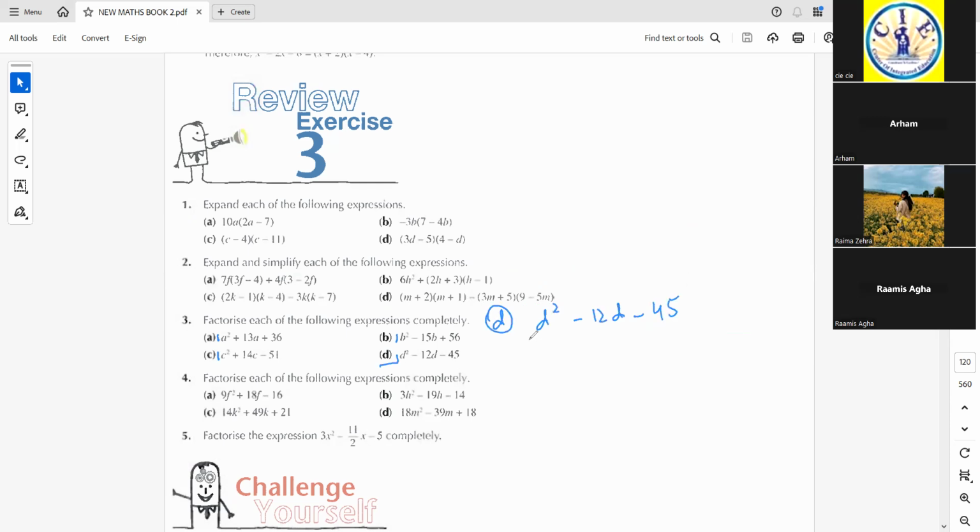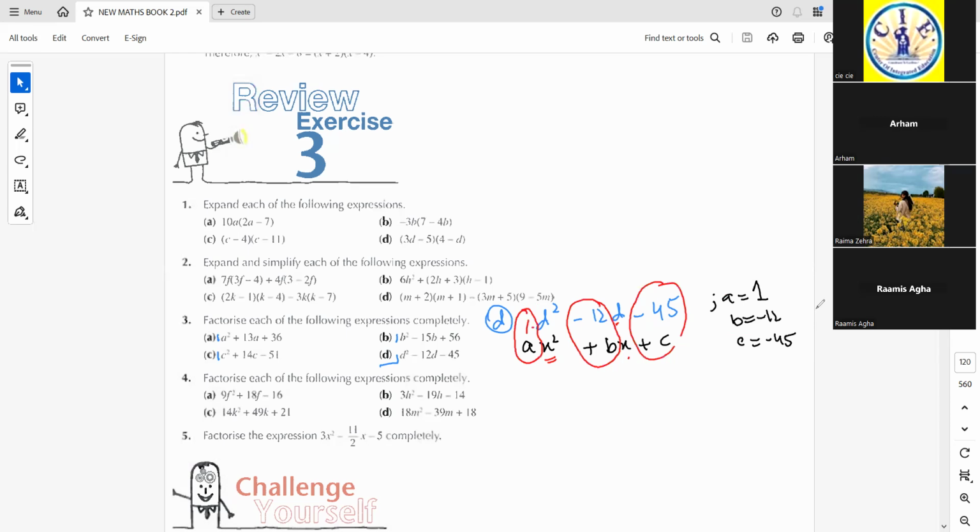If you just compare it with the general form of quadratic expression, we can deduce that the value of A is 1, B is negative 12, and C is negative 45. This is actually that the coefficient of square term is 1. So the value of A is 1. The coefficient of X term is negative 12 and the constant term is negative 45. So this is how we do it.